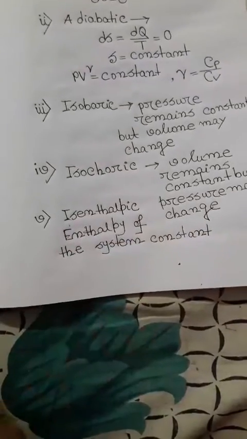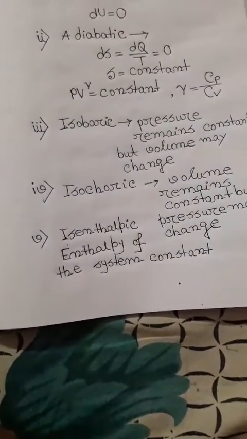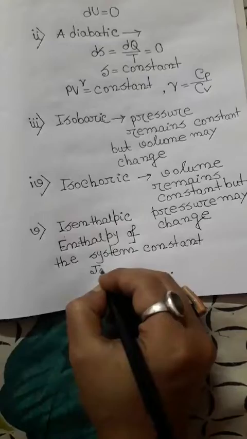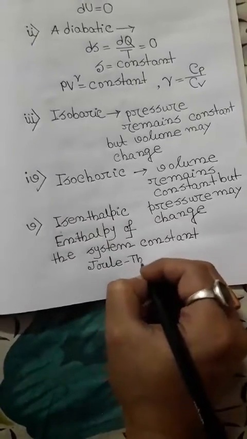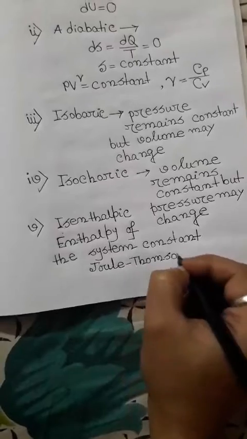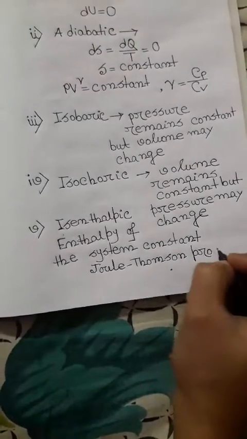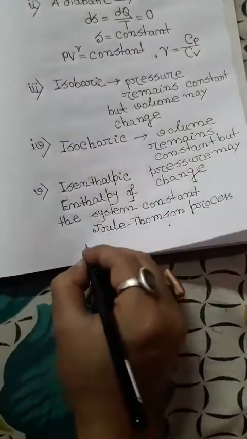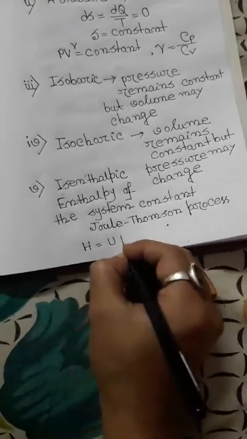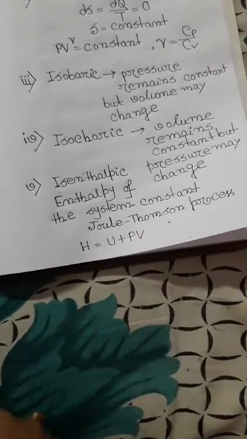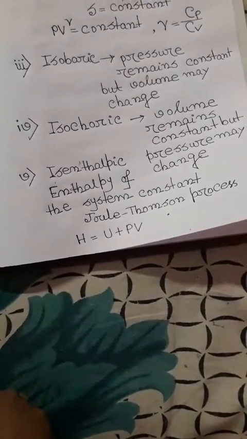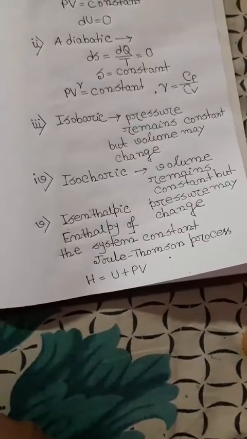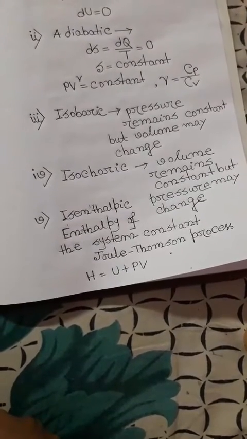And one of the best examples of an isenthalpic process is the Joule Thomson effect, that is the Joule Thomson process. It is an isenthalpic process where enthalpy remains constant, and we all know what enthalpy is. Enthalpy is nothing but U plus PV, that is internal energy plus pressure into volume. This is the enthalpy. Okay, thank you.